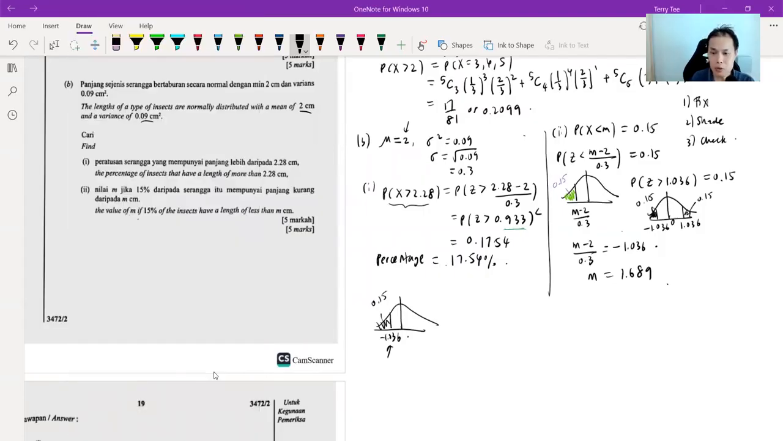Okay. So again, I hope you know this. You can just multiply over, then you bring the 2 over. If you want me to show you more steps, it looks like this. 2 minus 1.036 times 0.3. I got this answer, 1.689.